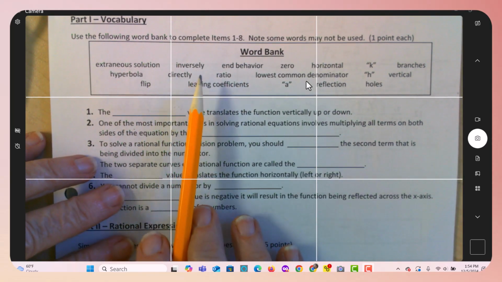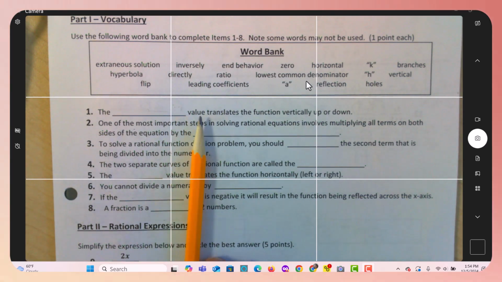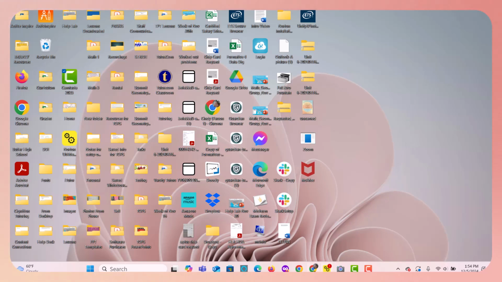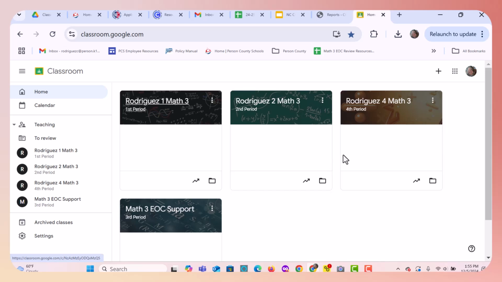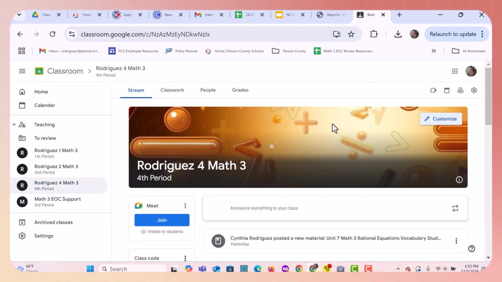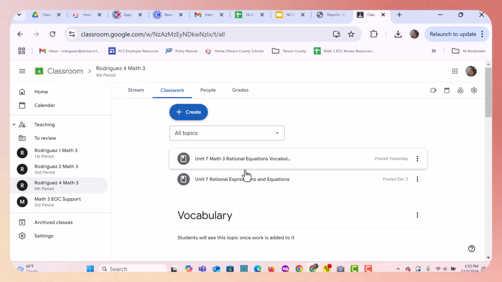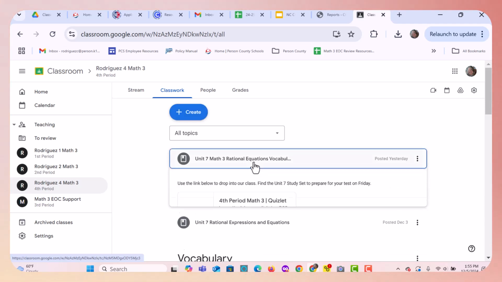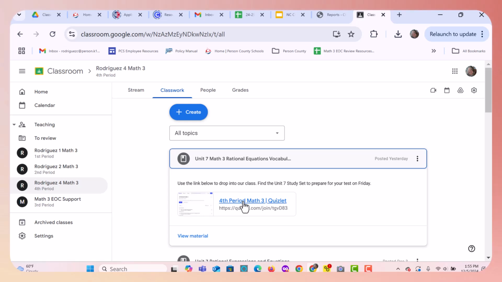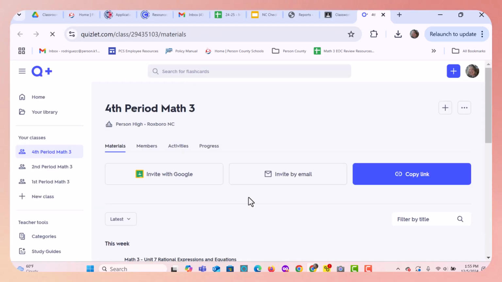To prepare for the first 8 questions, go to Google Classroom, and there's a study set. So let me open that up for you to demonstrate. All right, under classwork, the vocabulary, I meant to put it here under vocabulary, but it is under assignments. I guess it's posted yesterday. So look for Unit 7, Math 3, Rational Equations, Vocabulary. I'll try to get that moved to the right spot. And then click, and then review that study set.